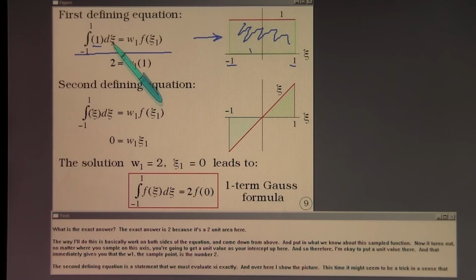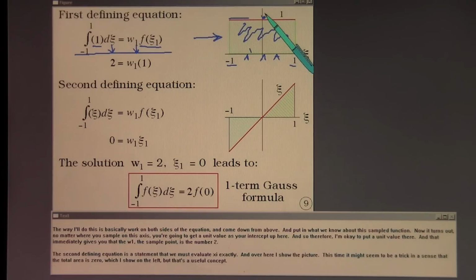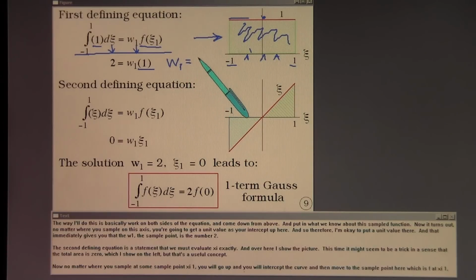The way I'll do this is basically work on both sides of the equation and come down from above and put in what we know about this sampled function. Now, it turns out no matter where you sample on this axis, you're going to get a unit value as your intercept up here. And so therefore, I'm okay to put a unit value there, and that immediately gives you that W1, the weight at the sample point, is the number 2.